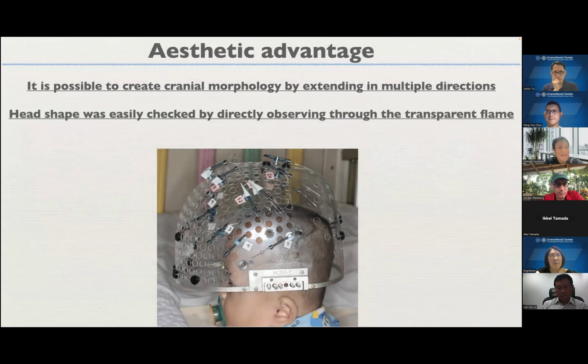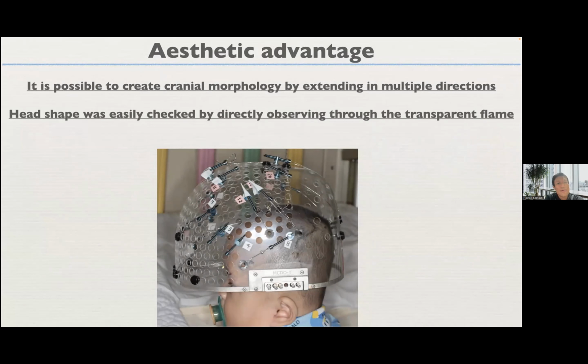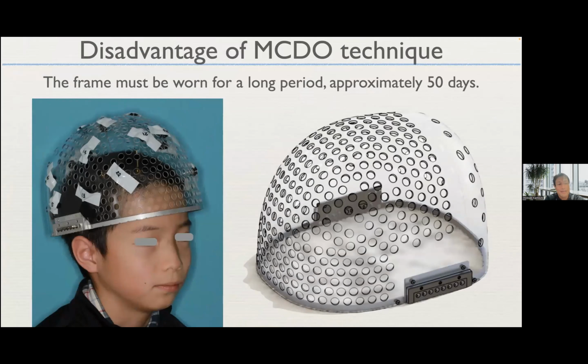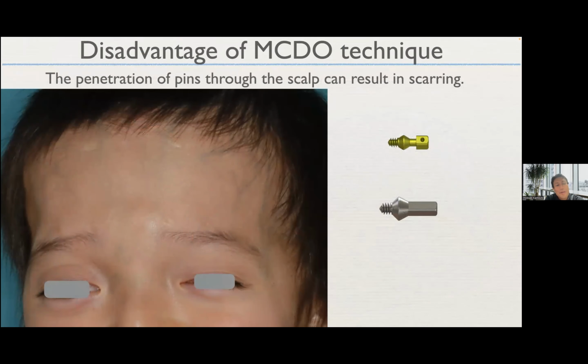Aesthetic advantage: it is possible to create cranial morphology by extending in multiple directions. Head shape is easily checked by directly observing through the transparent frame. Disadvantages of the MCDO technique: the frame must be worn for a long period, approximately 50 days, and the penetration of the pins through the scalp can result in scarring.